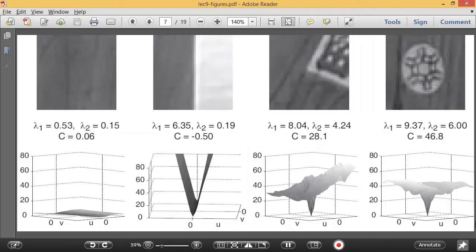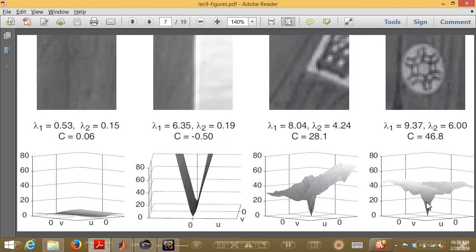And so if you look at the guys here, what I'm showing you are the eigenvalues and the corresponding Harris cost. And so you can see that here, the flat block has 2 eigenvalues that are very small, and the corresponding cost, the Harris cost, is very small.